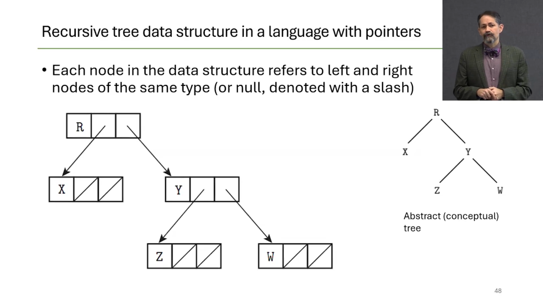So here, we would concretely represent this with a node that has three fields. We have R for the contents, and then the left field goes down to X, and the right field points down to Y. X has two fields, stores the value X, and then left and right pointers of null. Y has pointers to its children, and so on. And so there's a correspondence between the data structure and the abstract tree.